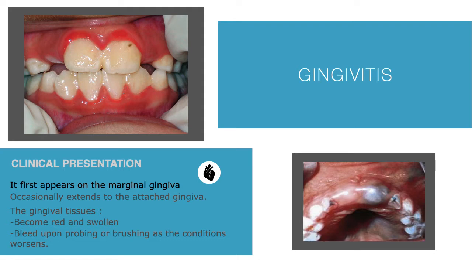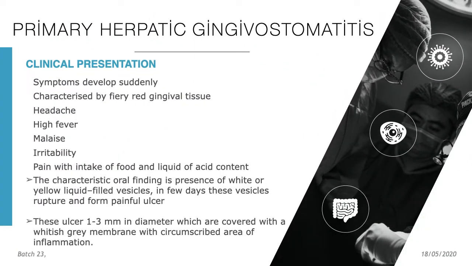So the most frequently seen disease in childhood is gingivitis. Other than gingivitis is primary herpetic gingivostomatitis. These are the most commonly seen gingival diseases in childhood.